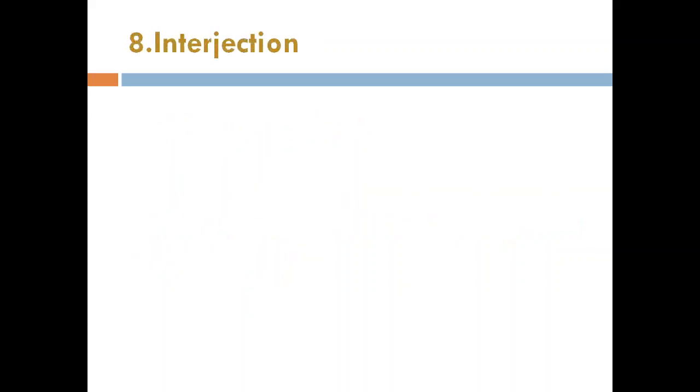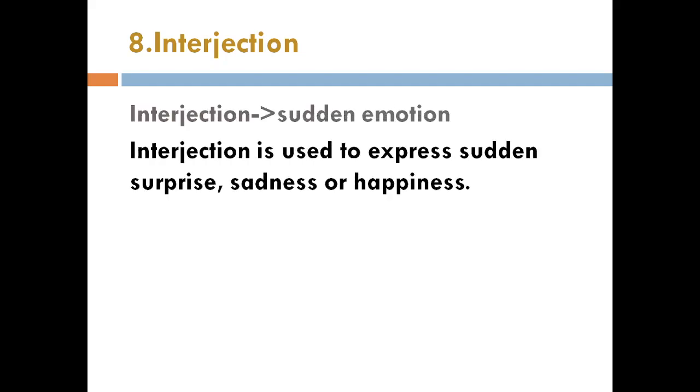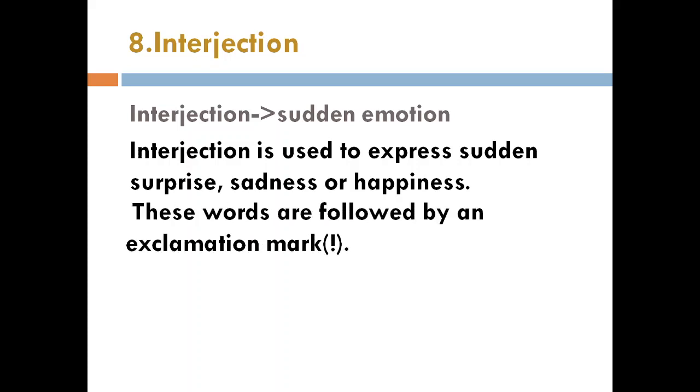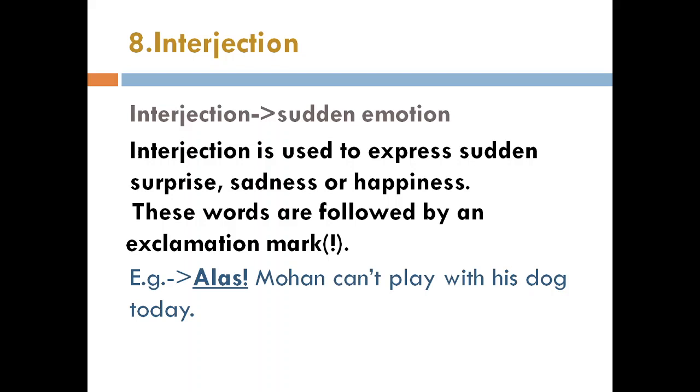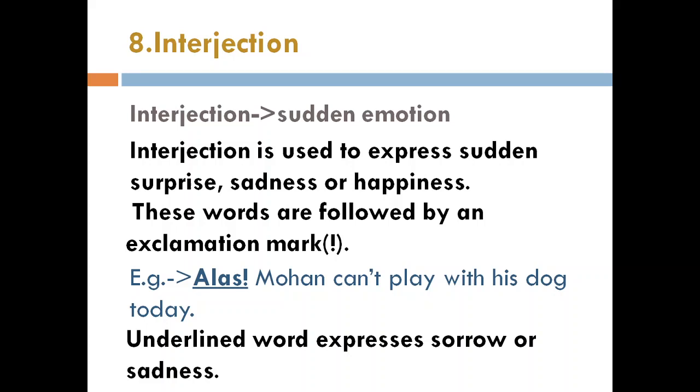8. Interjection. Interjection is used to express sudden surprise, sadness, or happiness. These words are followed by an exclamation mark. For example, alas, Mohan can't play with his dog today. Underlined word expresses sorrow or sadness.